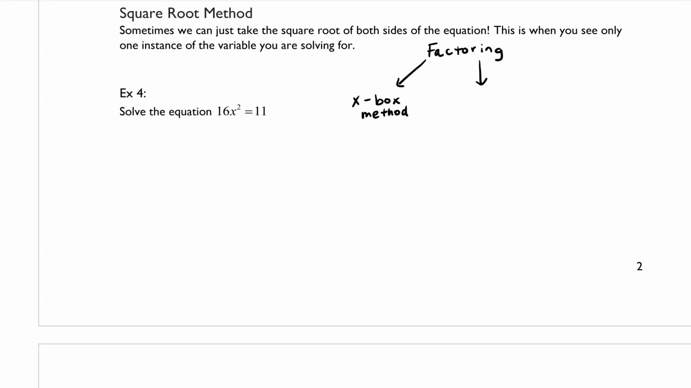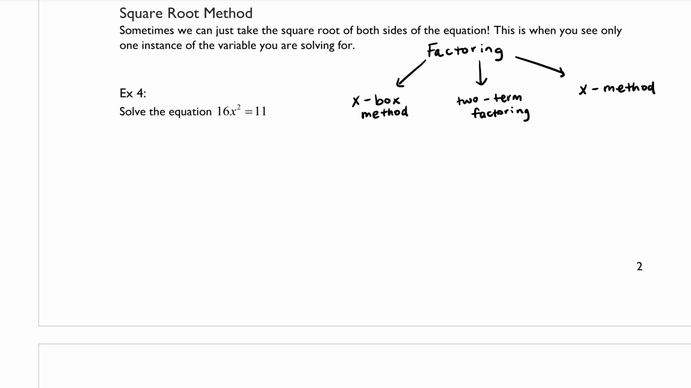The second example that we saw was the two-term factoring. And then the last example that we saw is just called the X method. Now let me give you an example of when you would use each of these three methods.